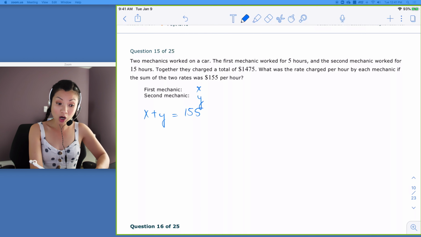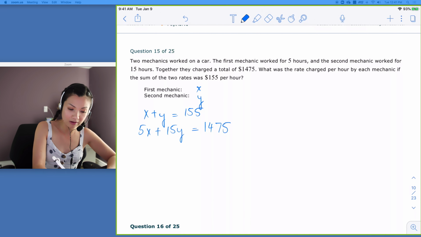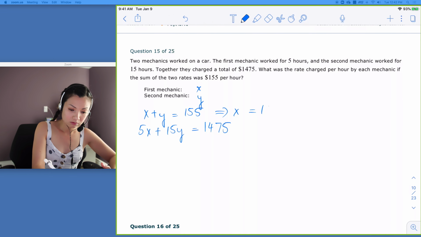Now for the total cost, for X, the first mechanic works for 5 hours, so we multiply by 5. The second one worked for 15 hours, so we multiply by 15. And it should add up to 1475. And then from here, you're going to use substitution or elimination. It's really up to you. I'm going to use substitution. So I take 5, instead of multiplying by x, I have 155 minus y.